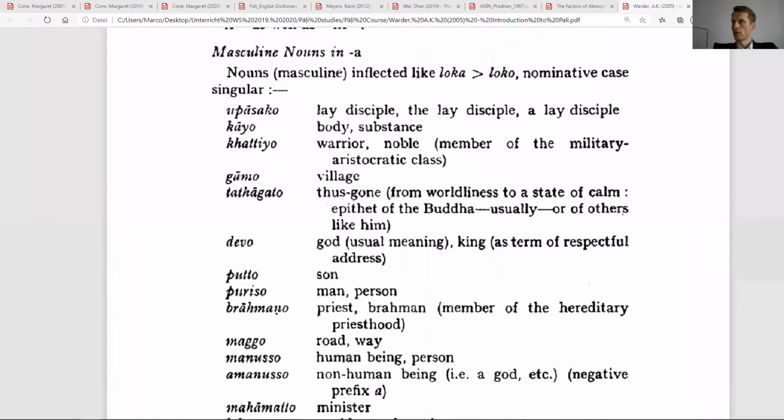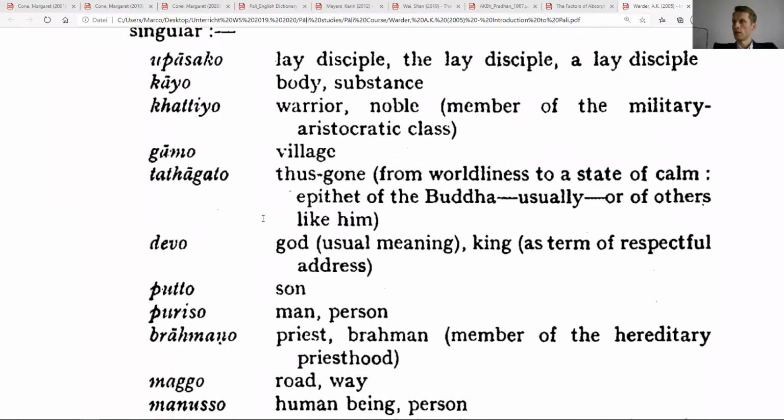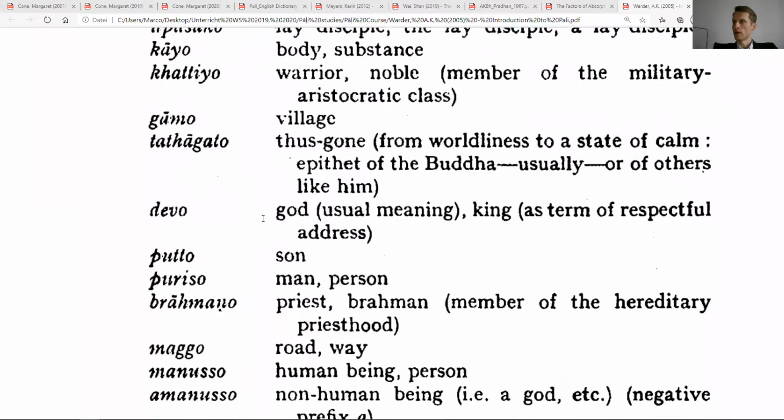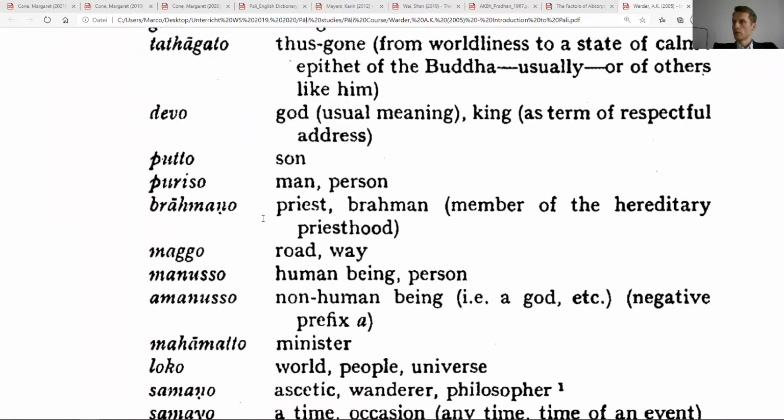Upasako, the lay disciple. Kayo, body, substance. Khattiyo, warrior, noble. Gamo, village. Tathagato, thus gone or thus come. Devo, God or king. Buddho, son.